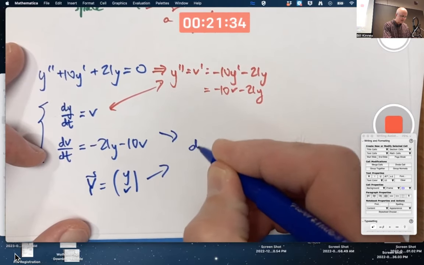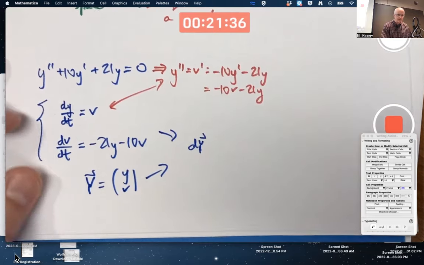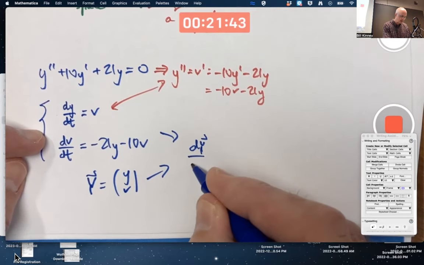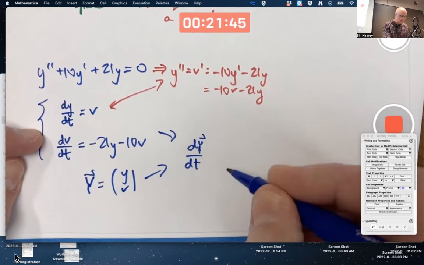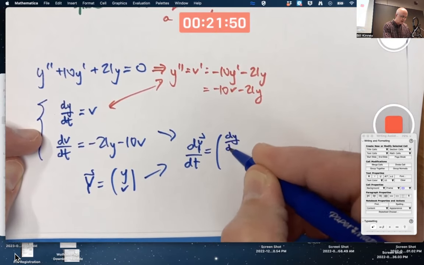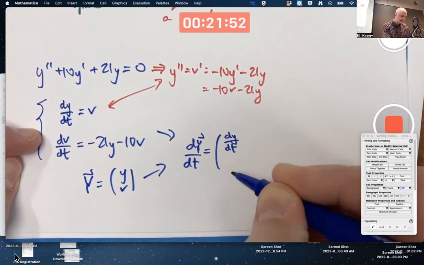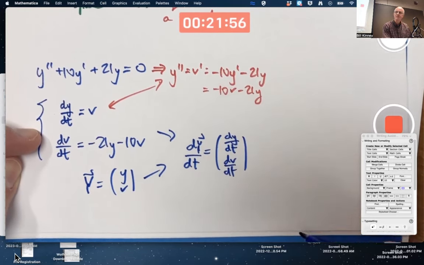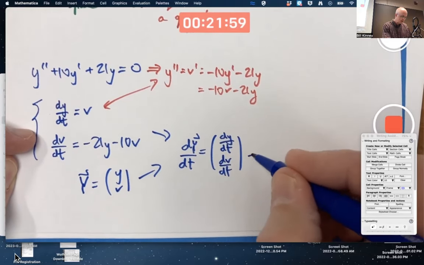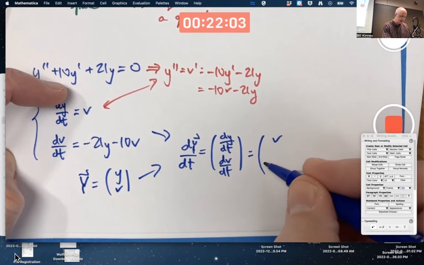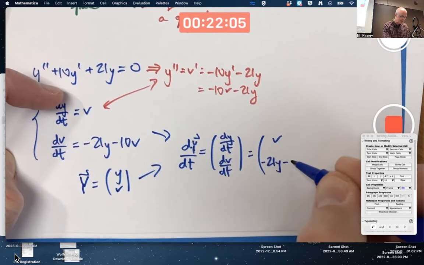Write this system of two first order scalar equations as a single first order vector equation. What is dy/dt? Well, it's a vector whose components are dy/dt and dv/dt. And what does that equal? By the differential equations, the first component has to be v, and the second component has to be negative 21y minus 10v.